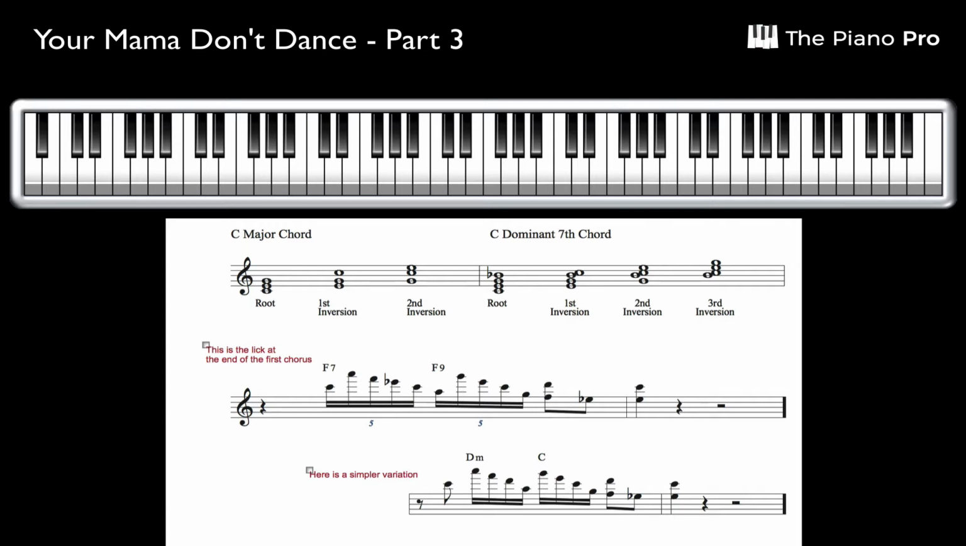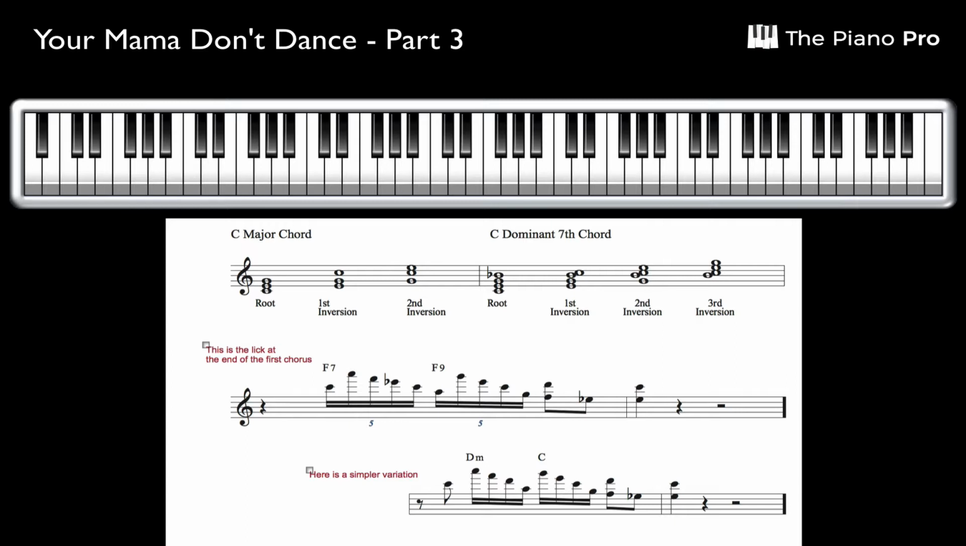So the very first lick I'm going to teach you comes at the end of the first chorus. And if you'll learn a couple of chords, and then you'll break those chords up, just do what's called an arpeggio or a broken chord, then that's the basis for this lick. So here's a quick review of chords that we touched on in video 1 and in video 2 as well.